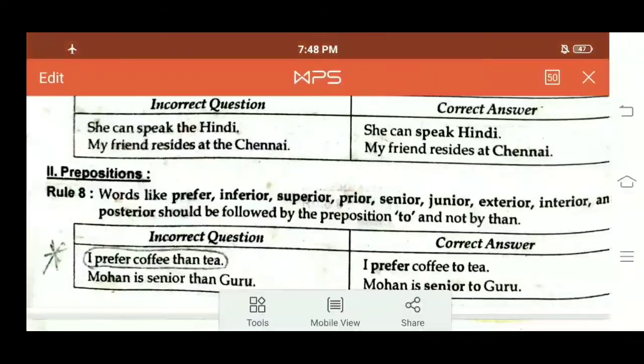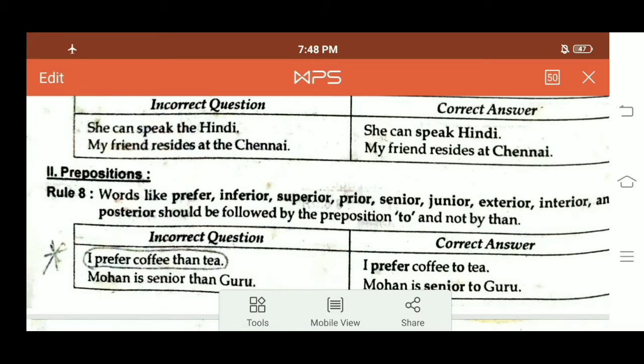So what is the preposition rule? Words like prefer, inferior, superior, prior, senior, junior, exterior, interior, posterior should be followed by the preposition to and not by than. Incorrect question: I prefer coffee than tea is incorrect. What is the correct answer? I prefer coffee to tea.